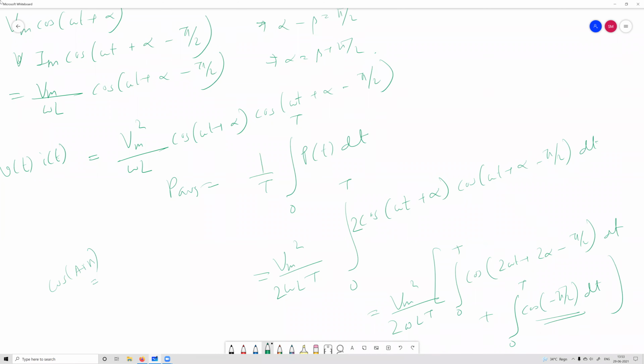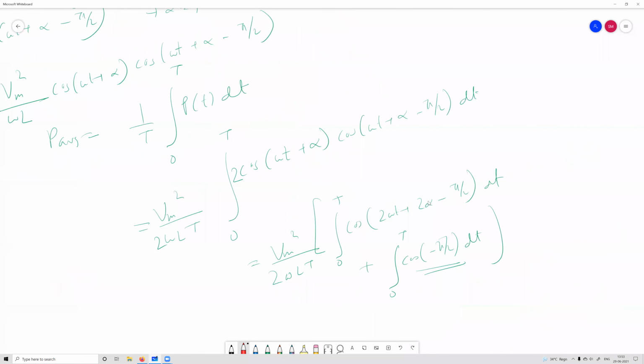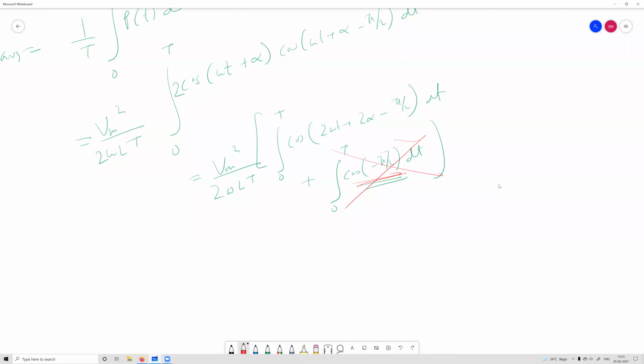Now what is cos of minus pi by 2? Cos pi by 2 is 0. So obviously this second integral will be 0. If this term is 0, obviously this entire integral will be 0. So we can remove it. Okay, so we only have this one. What to do with this? But this is a simple cos, so we can integrate it directly without much worry. Sine of 2 omega t plus 2 alpha minus pi by 2, 0 to T.